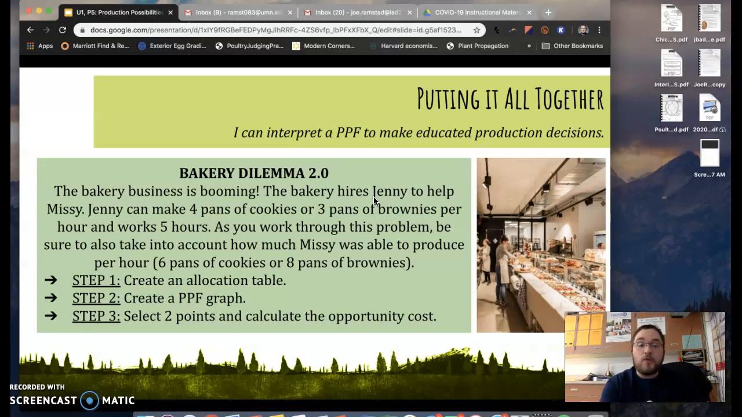Okay, so as you work through this problem, I want you to also make sure that you take into account how much Missy was able to produce, because again, Missy and Jenny are now a team. So Missy was initially able to produce 6 pans of cookies or 8 pans of brownies per hour. Now we have to take into account what Jenny can produce too. So you're going to want to first create an allocation table like we did in the previous problems. Then you're going to create a PPF graph, and finally you're going to select 2 points and calculate the opportunity cost of moving along those points. So pause here. I'm going to fly through this, and then you can check your work with me and refresh yourselves if you need to.